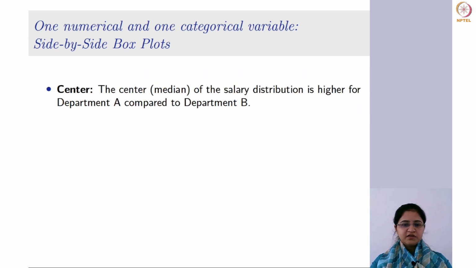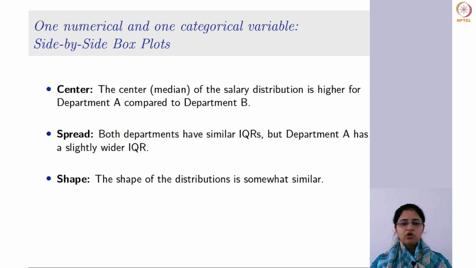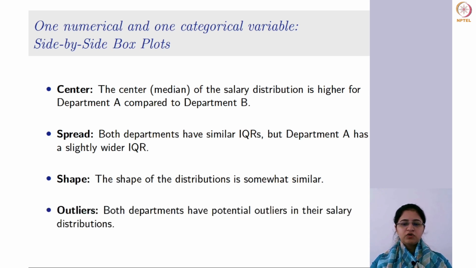The center, you can compare the spreads. Both departments have similar IQRs, but Department A has a slightly wider IQR. Similarly, you can talk about the shape of the distributions. And you can also see that there are some outliers in the salary distribution. So this is how you compare different side-by-side box plots.